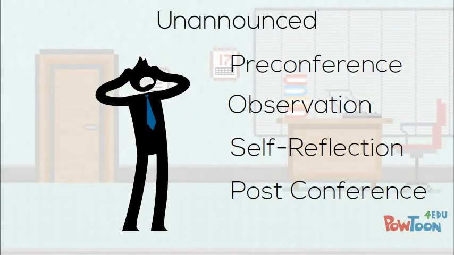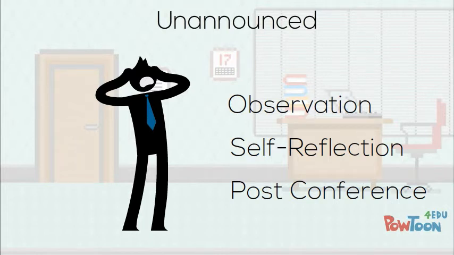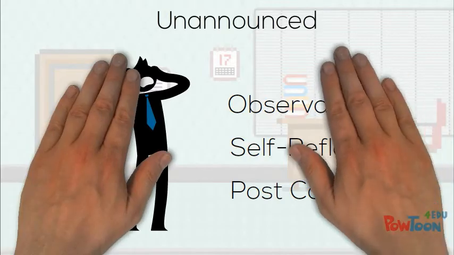The unannounced observation is very much like the announced observation, but since it is not announced ahead of time, there is no pre-conference. The rest of the process remains the same, with the observation followed by the self-reflection and the post-conference. Please do not let your teacher candidate know that you are coming, but don't worry, past TCs found these observations to be very helpful.